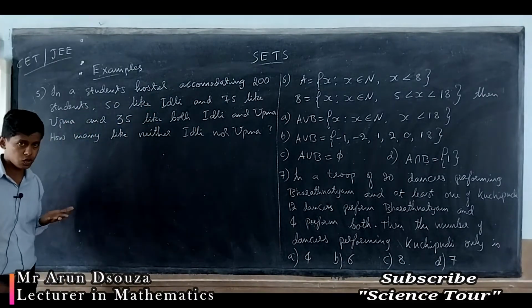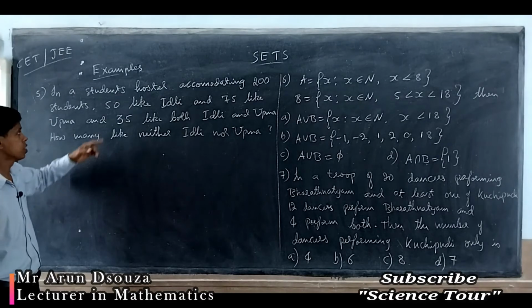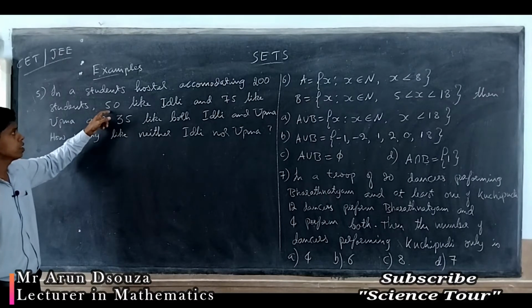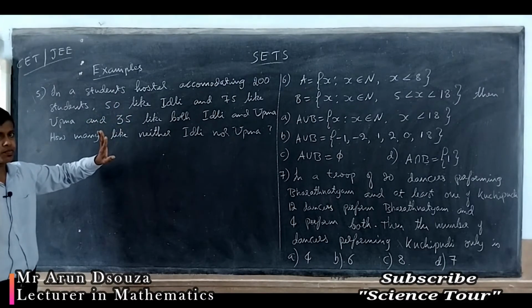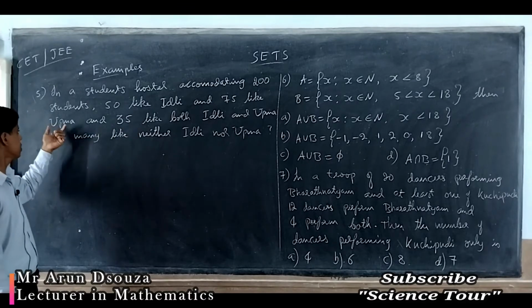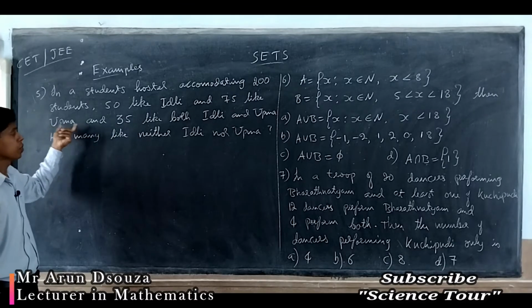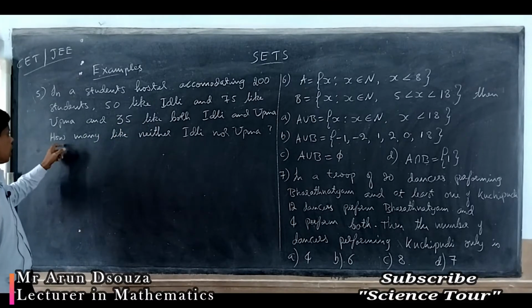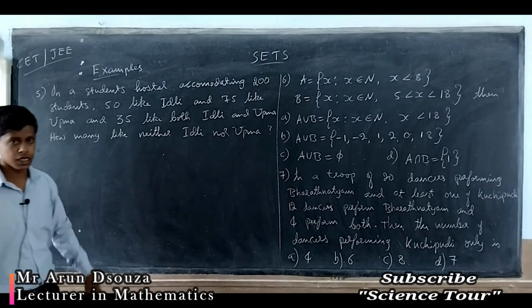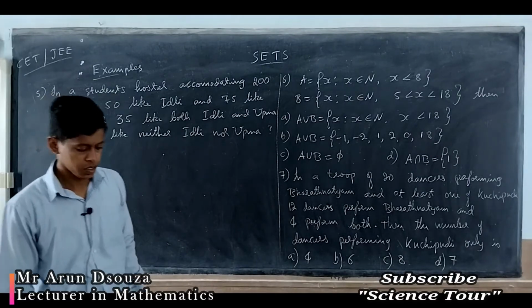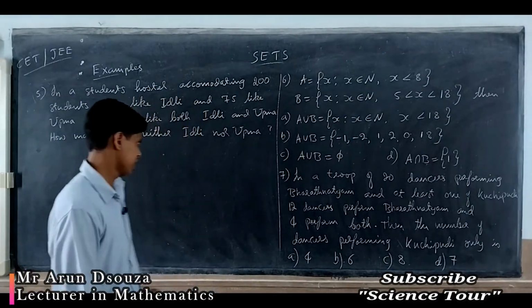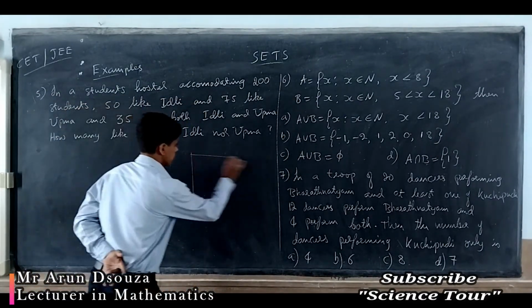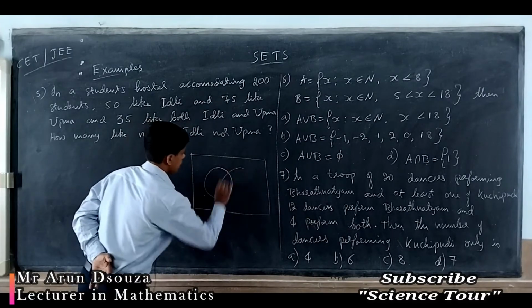In the hostel, there are totally 200 students accommodating. 50 like idli, 75 like upma, and 35 like both. How many like neither idli nor upma? So what do you need to find here? Quickly draw the Venn diagram to understand.